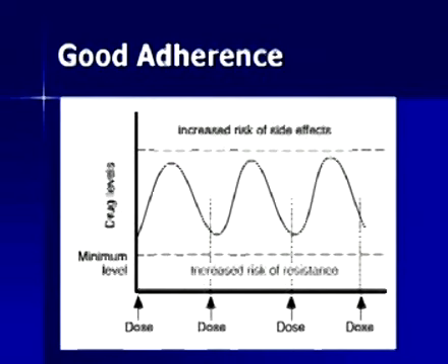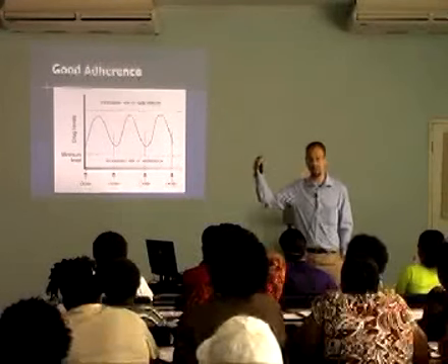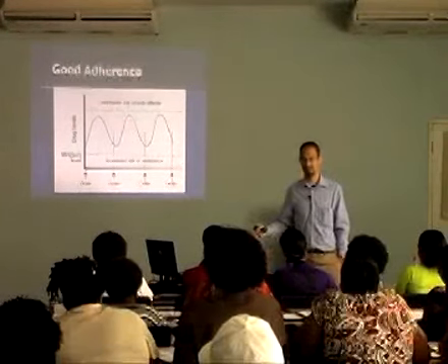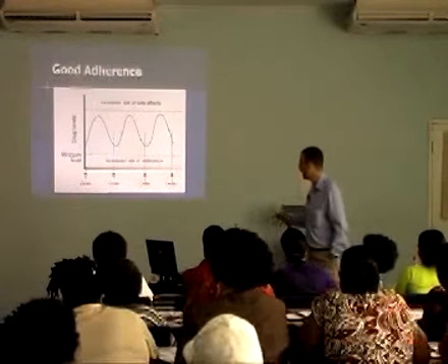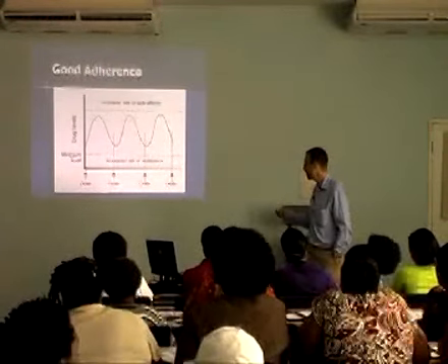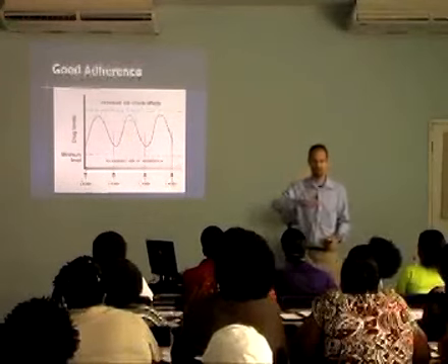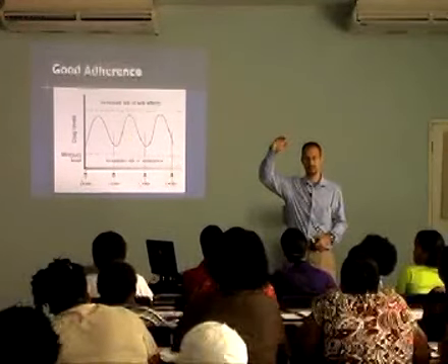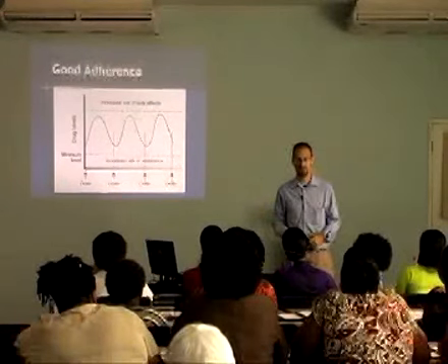This graph shows what's happening in the blood to somebody who's taking an ARV. They take a dose now, and it takes time for the body to absorb the medicine, so the drug levels go up. Then over time, you reach a peak, and the drug level slowly starts to come down. Then you take the next dose, and the blood level comes up, reaches a peak, and slowly starts to come down.